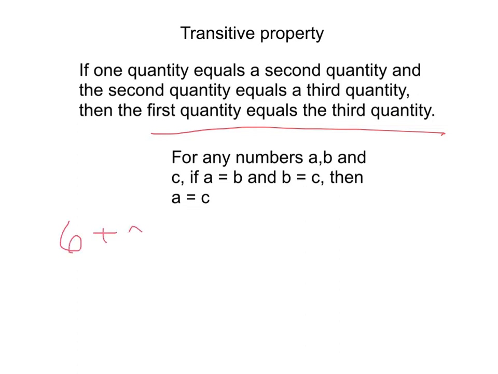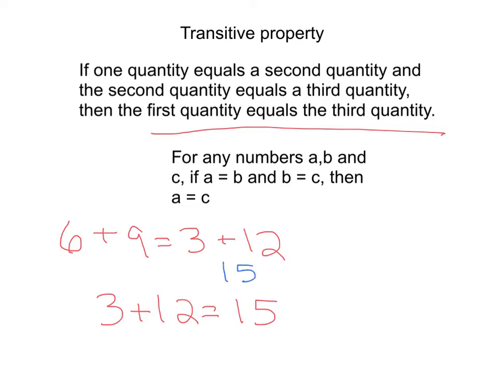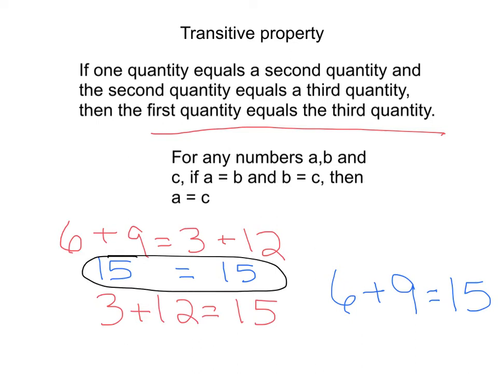6 plus 9 equals 3 plus 12. Well, if we know that 3 plus 12 equals 15, so this side of the equation equals 15, then we know that 6 plus 9 have to equal 15, because whatever is on one side has to be on the other. So your problem has to finish out with 15 equals 15.